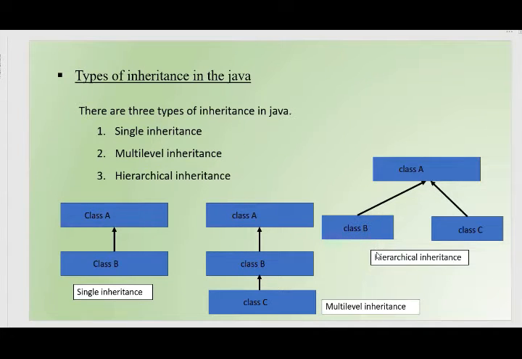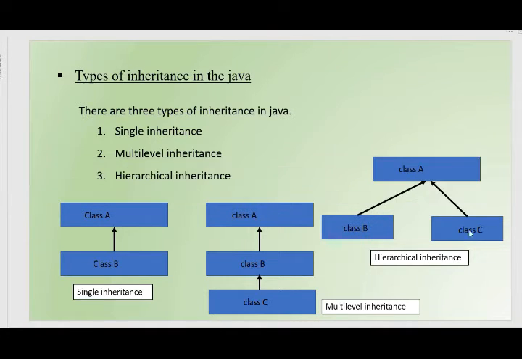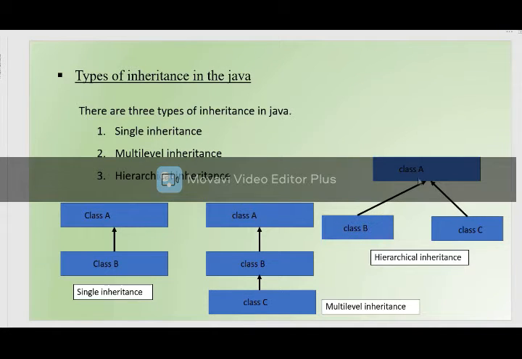And the third one is hierarchical inheritance. Hierarchical inheritance is when there are two different classes that access the same class. These are two different classes, B and C, but they both access only one class. That is class A. Class B accesses class A, and class C accesses class A. The relationship of class B and class C is not connected to each other.